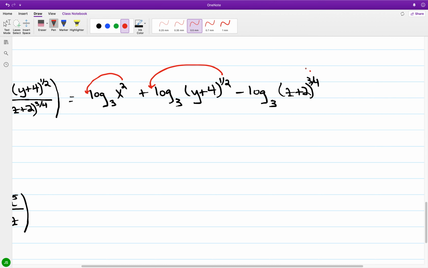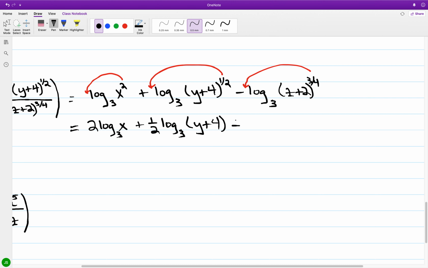Now, rewriting the exponents as coefficients, in the expanded form we come out to 2 times the base 3 logarithm of x, plus 1/2 of the base 3 logarithm of the quantity y plus 4, and minus 3/4 of the base 3 logarithm of the quantity z plus 2. And that will be the final answer in the case of problem number 7.